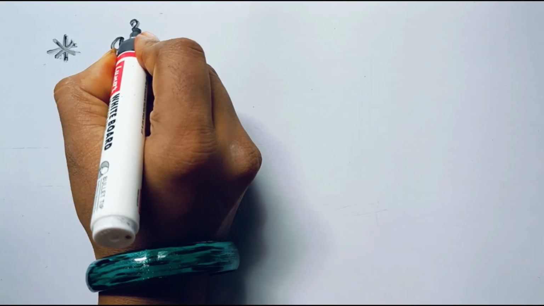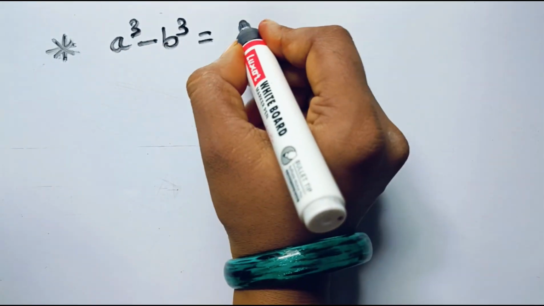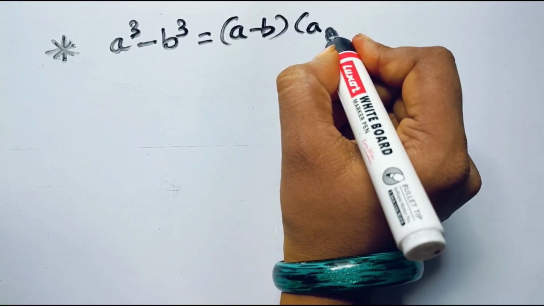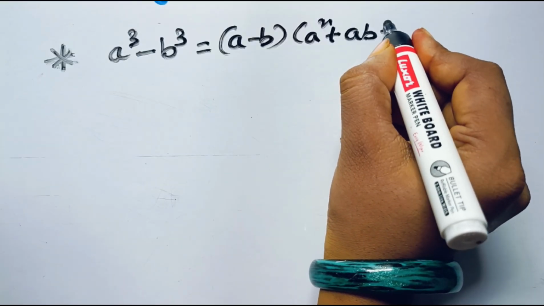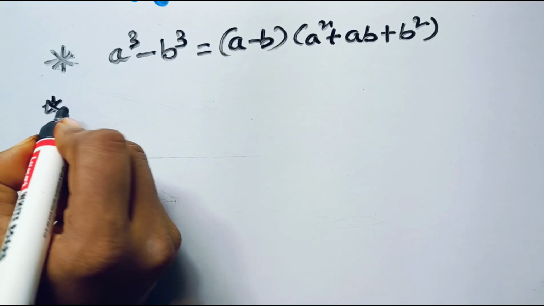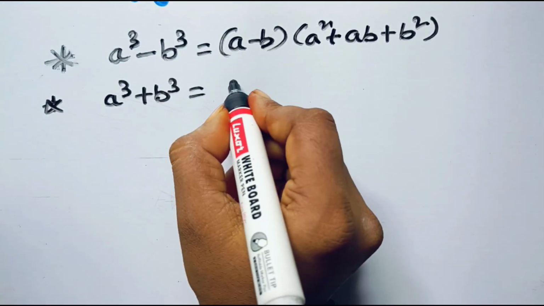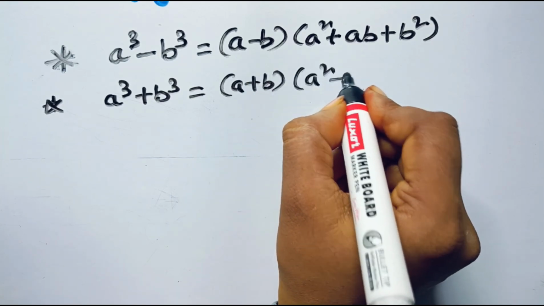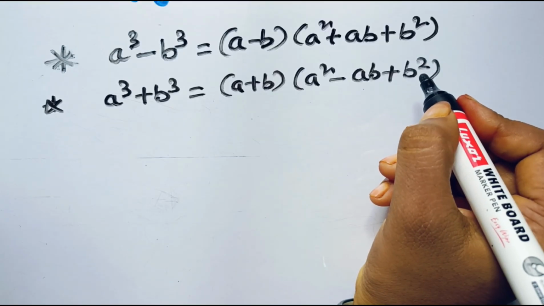Next one is a³ − b³ = (a − b)(a² + ab + b²). Next one, a³ + b³ = (a + b)(a² − ab + b²).